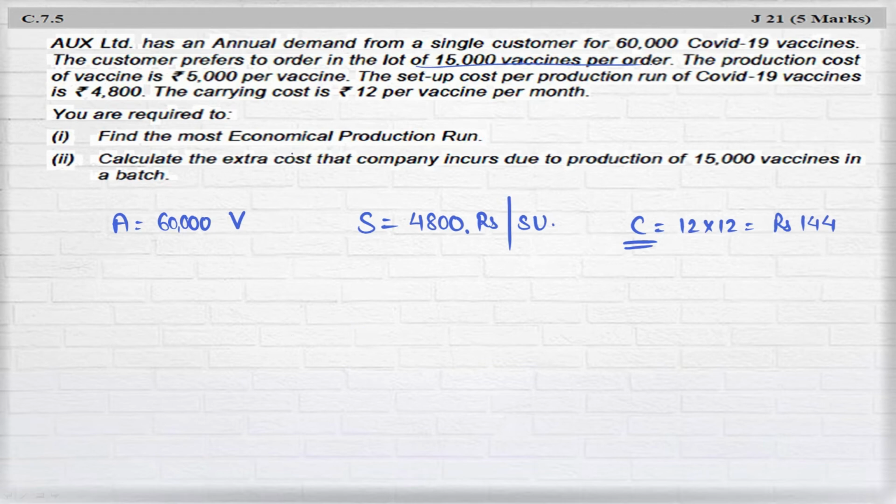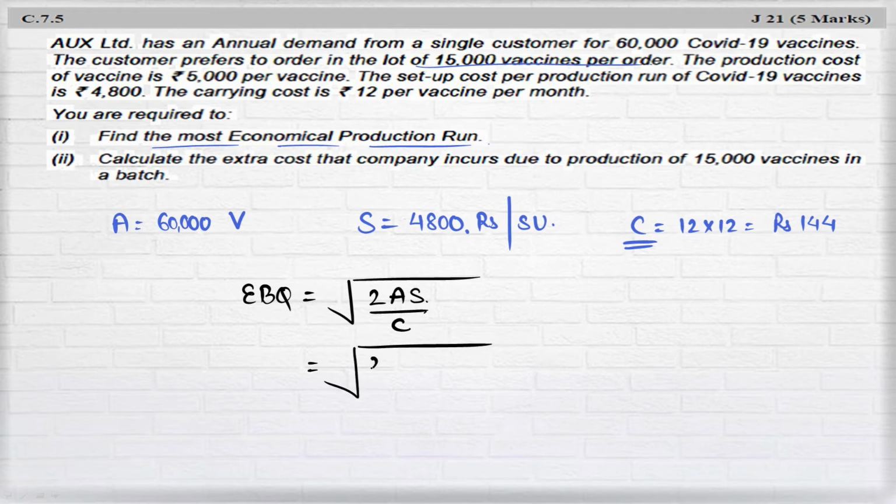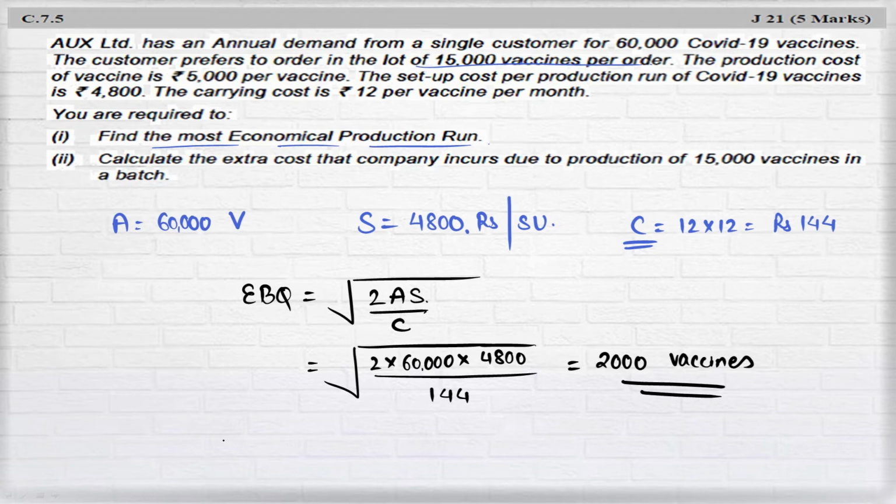You are required to find out the most economical production run. Economic batch quantity is 2AS divided by C, under root: 2 multiplied by 60,000 vaccines multiplied by 4,800 rupees per setup, divided by 144, under root. Is it coming to 2,000? 2,000 vaccines you should manufacture per run, right? So your economic batch quantity is 2,000 vaccines.